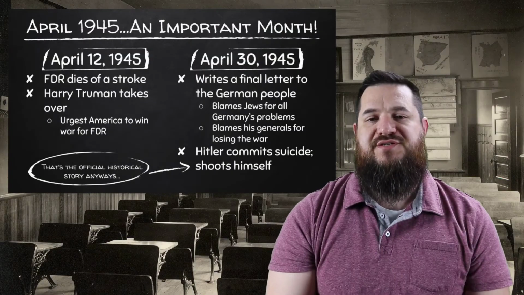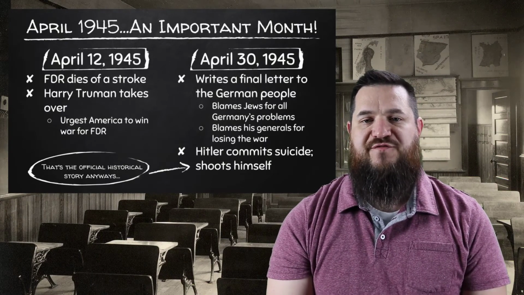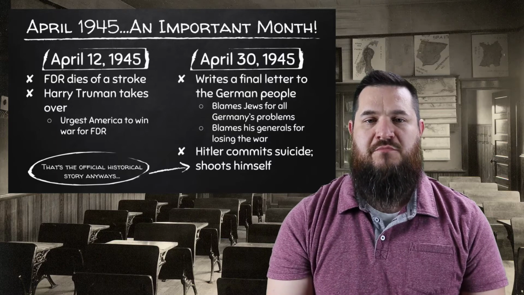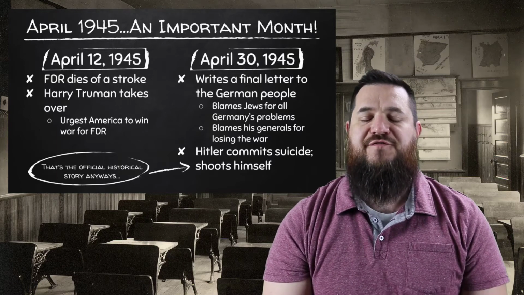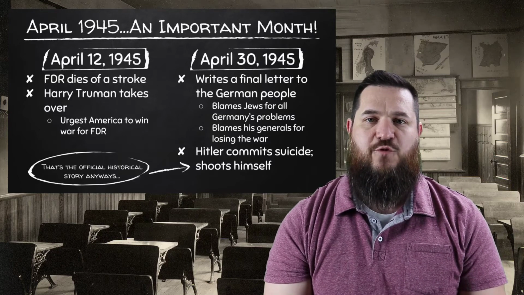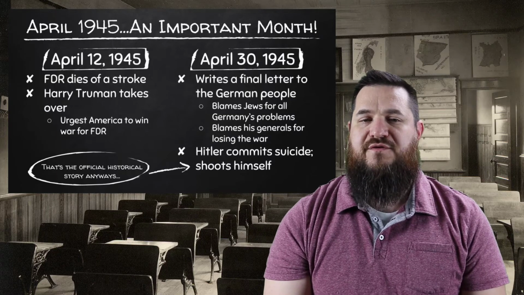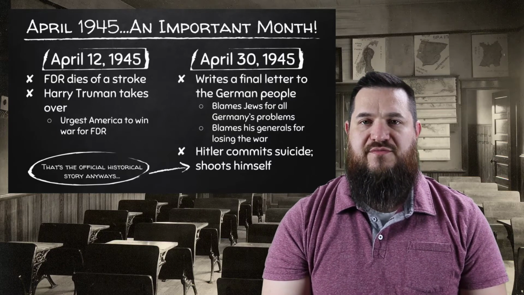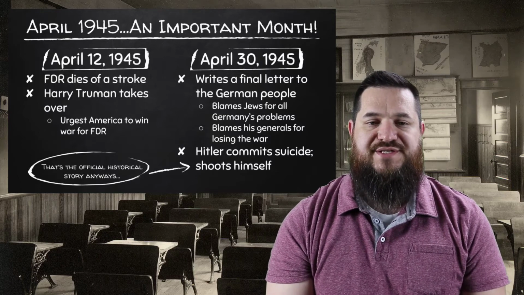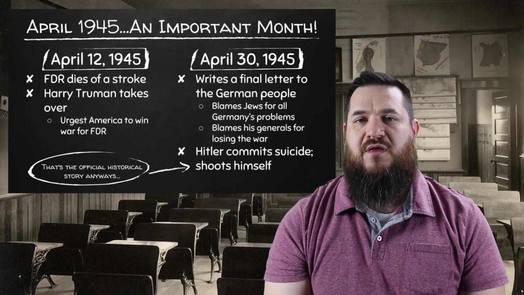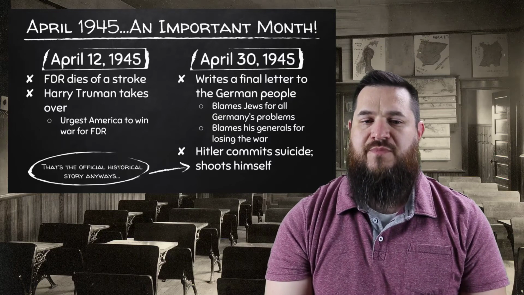And that brings us to April of 1945. April of 1945 was an incredibly important month. Two big events happened. The first is on April 12th, 1945, and it's kind of a sad one. On April 12th, Franklin Roosevelt, the guy who had been leading the country since the early 1930s, died of a stroke. His vice president, a guy named Harry Truman, took over.